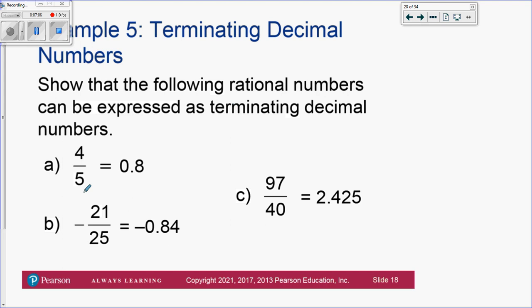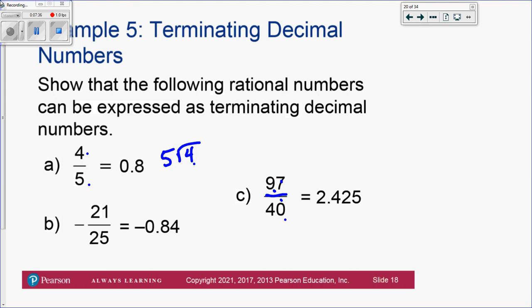So to get 0.8, what they did was they did 5 divided into 4. So when you calculate it, you're doing 4 divided by 5. And here you're doing 21 divided by 25. And here you're doing 97 divided by 40. That's how they're getting it. So you're reading this line in between as it divides, 97 divided by 40.